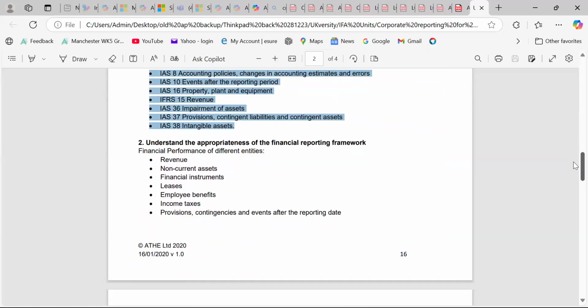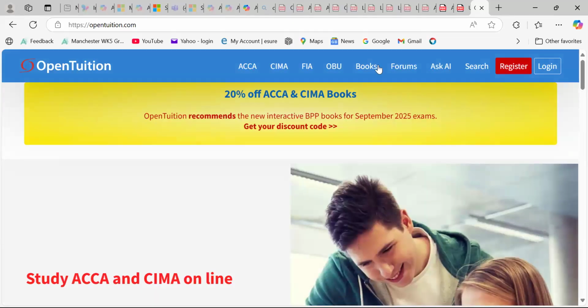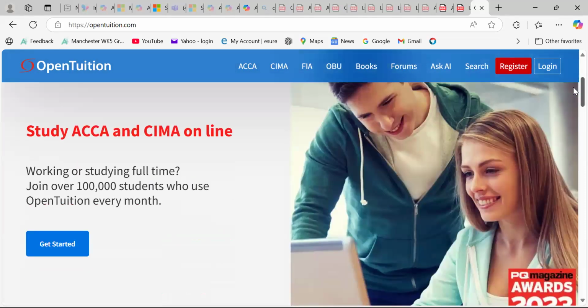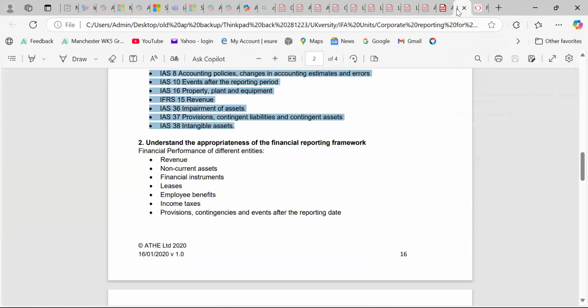If you want, you can set up an account on Open Tuition, which most people use, absolutely free for the public. So please, if you would like to use it, you can. If you look under ACCA and look at FR, which is financial reporting, which is quite relevant, you can download the booklet, which I'll share with you as well.